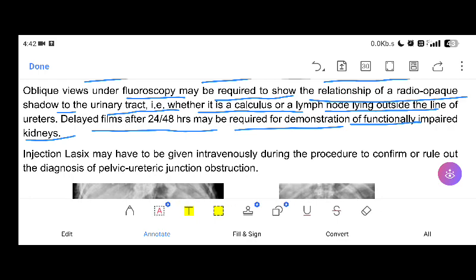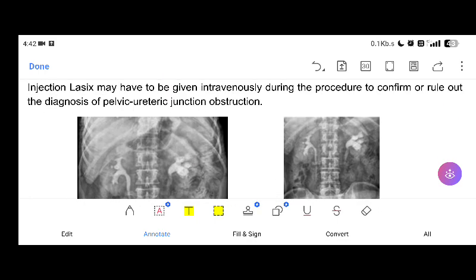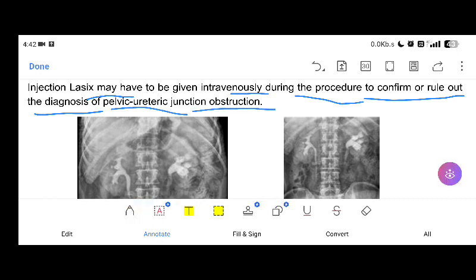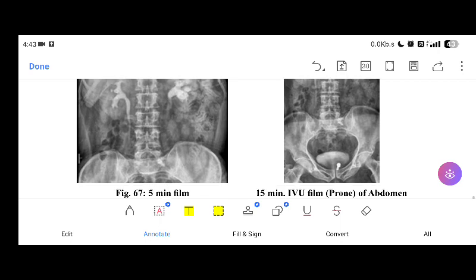An injection of Lasix may have to be given. Lasix is given intravenously during the procedure to rule out the diagnosis of pelviureteric junction obstruction. So that is to check for pelviureteric junction obstruction.